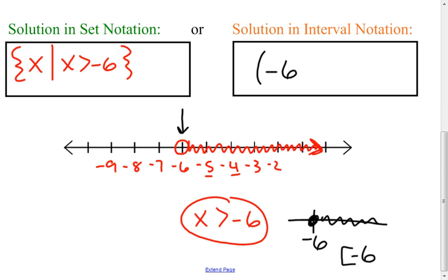But I am shading now from right here, which is not quite negative 6. So that's why I have the parenthesis. Open circle means you have the parenthesis. Then I have shaded to the right, and I continue to shade to the right.